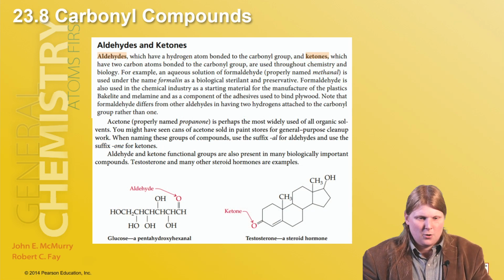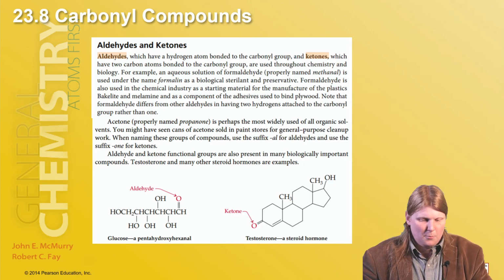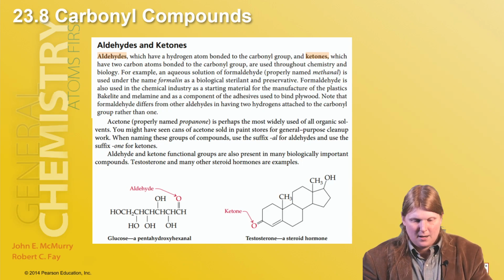Aldehydes and ketones are considered the simplest versions of these carbonyl compounds. They have a double bonded oxygen attached to a carbon, either internally in the case of the ketone, where it's got carbon on both sides, or on a terminal end in the case of the aldehyde. We can think of an aldehyde as a terminal ketone, or a ketone as an internal aldehyde.